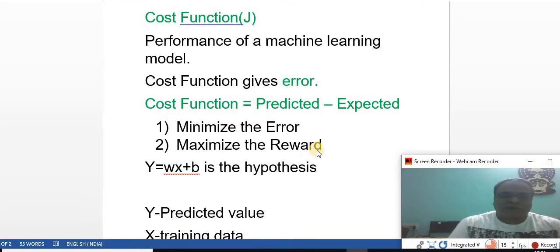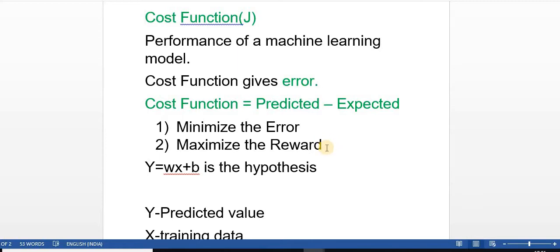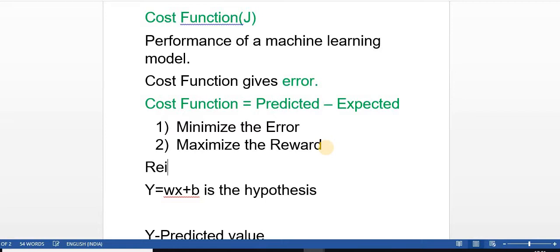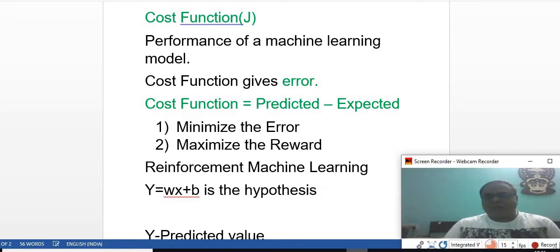So this reward you will understand in the case of reinforcement machine learning. I can tell you this is the reward. It is mainly associated with reinforcement machine learning. That aspect we can discuss later. For the time being, you can understand it as the cost function we use for two purposes. One is to minimize the error, and the second one is to maximize the reward.